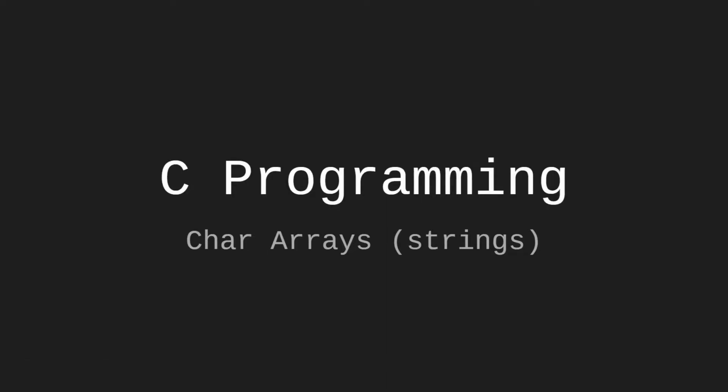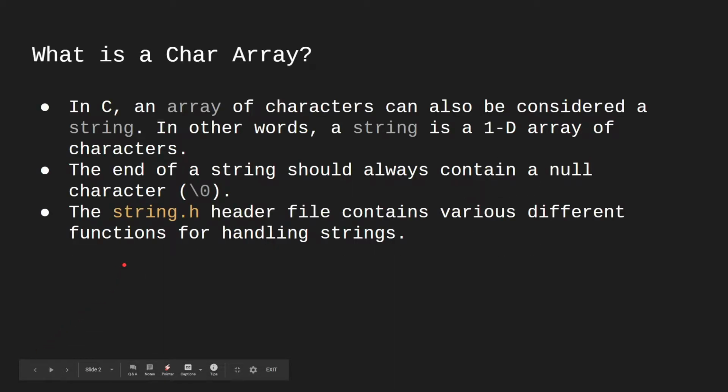Hello and welcome to the C programming lecture on char arrays, also known as strings. So what is a character array? A character array in C is an array of characters. This can also be considered a string. So in other words, a string is a one-dimensional array of characters.